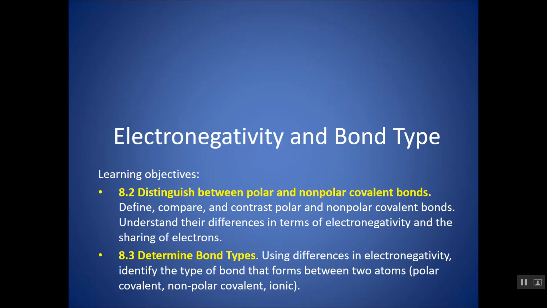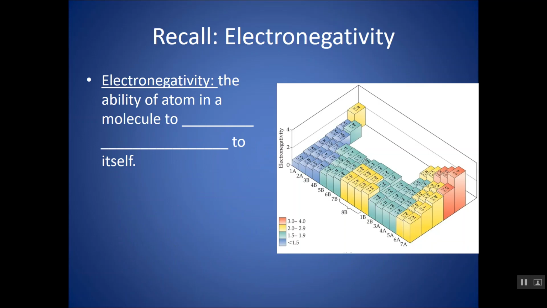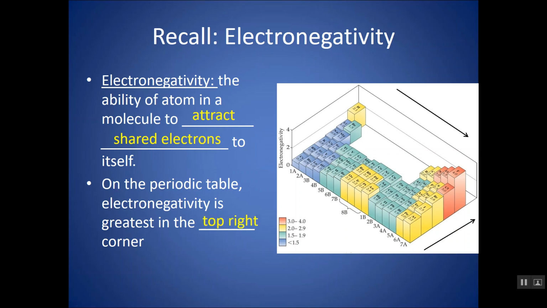Let's look at how we can divide these covalent bonds into 2 different categories, polar and nonpolar bonds, and distinguish the type. So if you recall, electronegativity is the ability of an atom in a molecule to attract shared electrons to itself. So electronegativity is a measure of the attraction for electrons in the bond. And if you remember from chapter 6, electronegativity is the highest in the top right-hand corner of the periodic table, excluding the noble gases. So fluorine is the most electronegative element with an electronegativity of around 4, that's the highest number, and everything else is in relation to that.